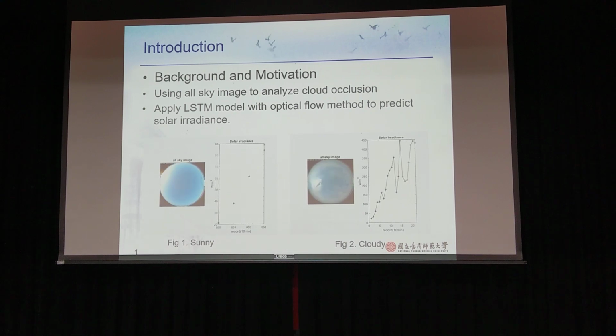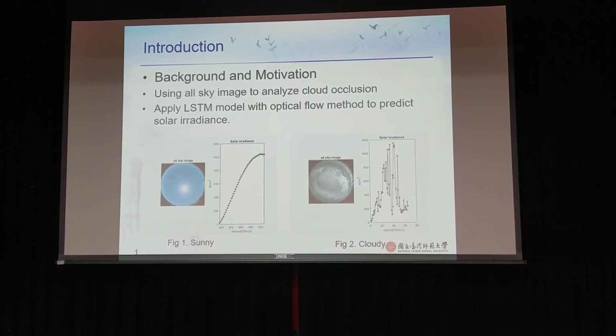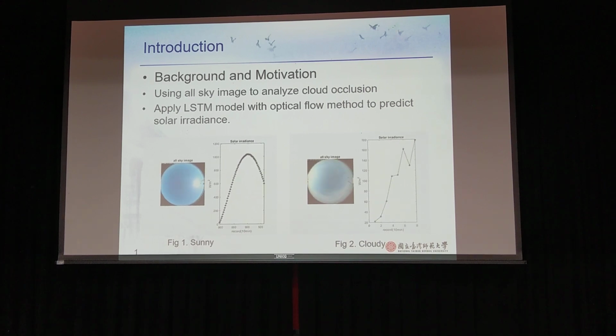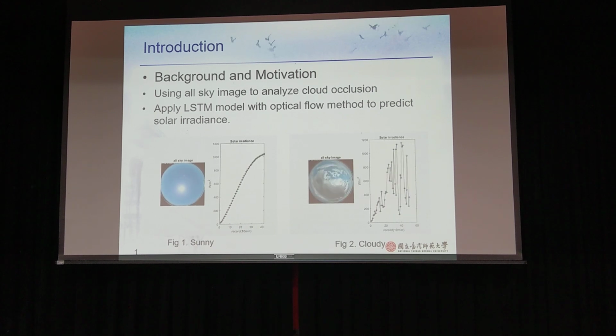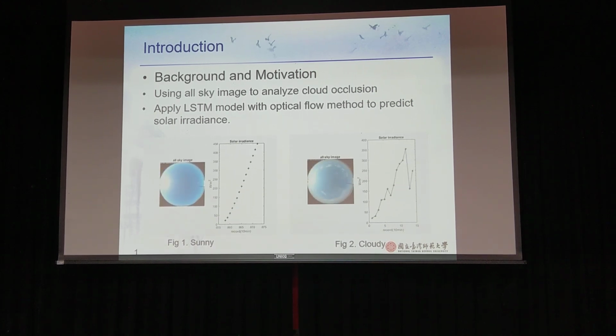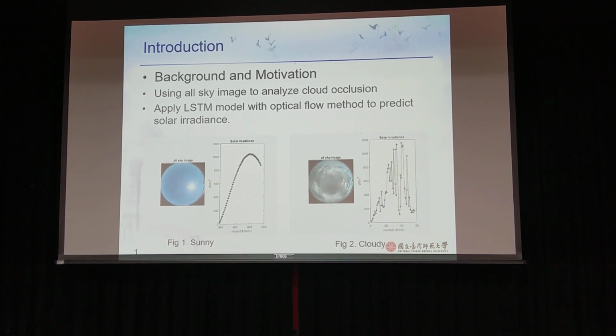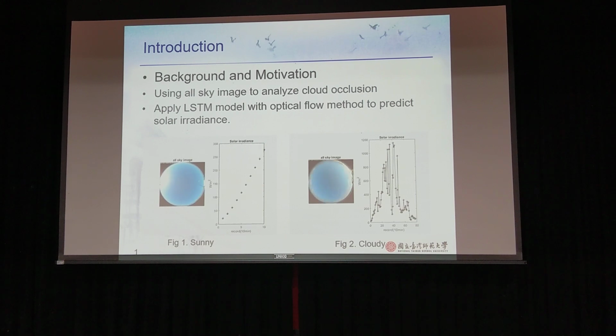When the sky is clear and cloudless, you can get a stable amount of solar irradiance. But if there are clouds covering the sun, the amount of solar irradiance will be greatly affected. Such a problem will make the solar power generation unstable and put loading pressure on the power grid.